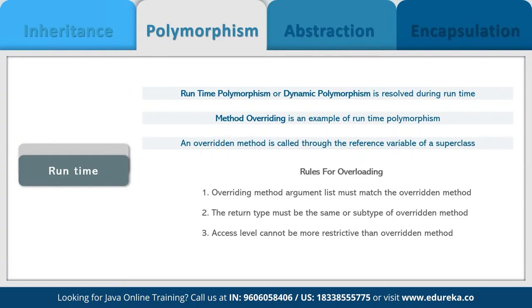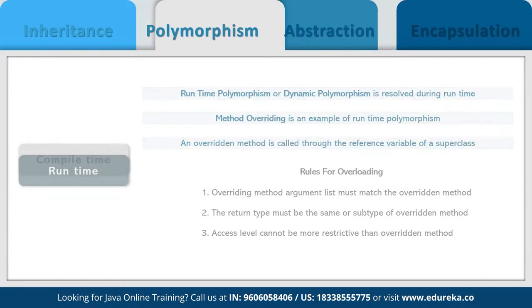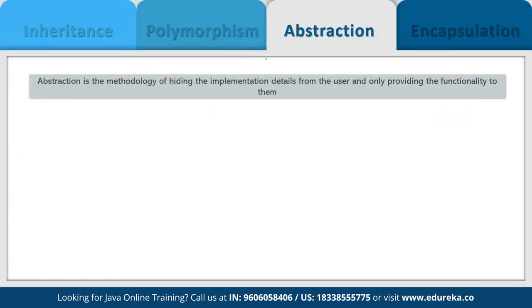Access level can't be more restrictive than overridden method. So what does it mean, more restrictive? So what are all different access levels that we have? You have private, public, default, okay, private, default, public. These are various access specifiers that you'll have. And private restricts the access from accessing that function from a different package, different class, etc. Okay. So you can have that covered in greater detail in the full-length Java session. Or you may also go through that.